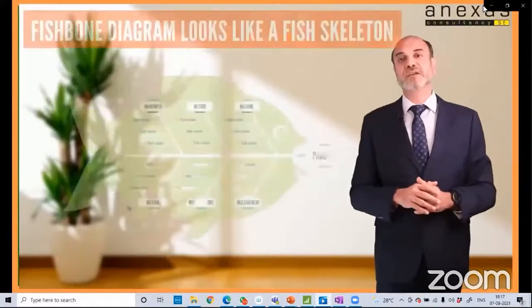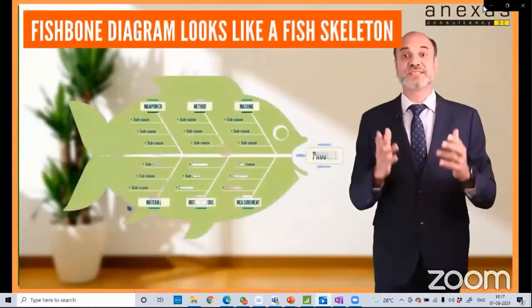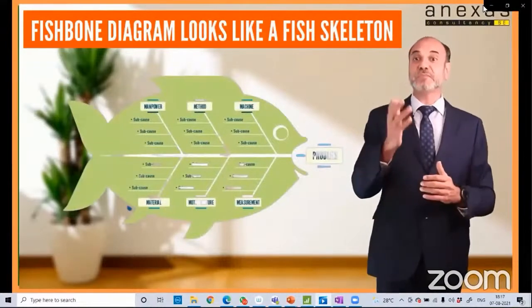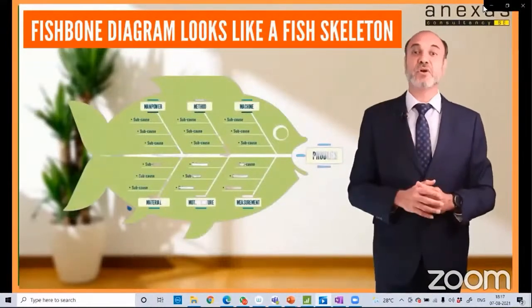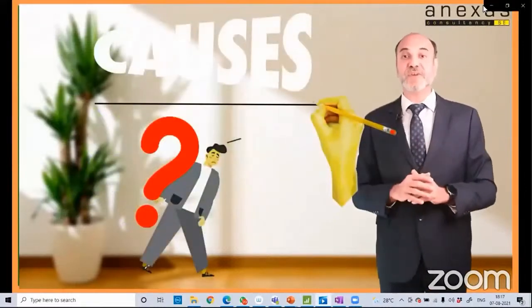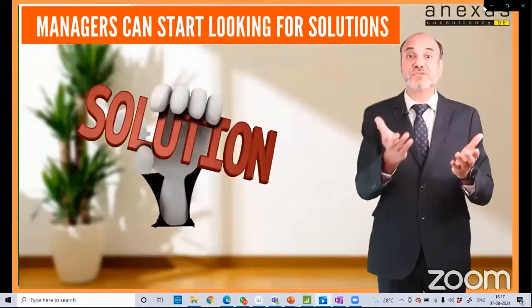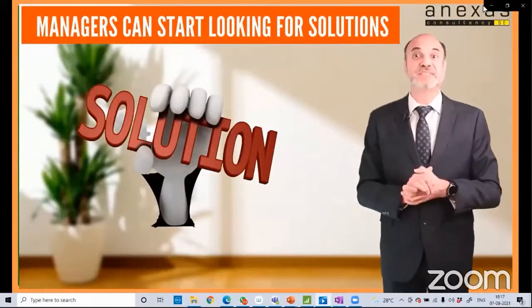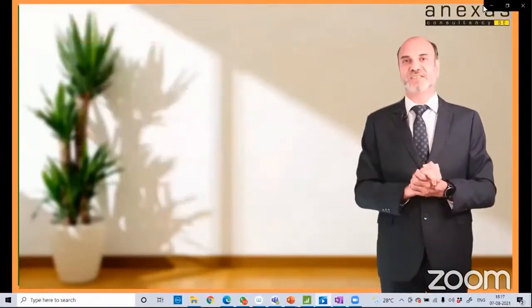The diagram looks just like a fish skeleton with the problem at its head and the causes for the problem feeding into the spine. Once all the causes that underline the problem have been identified, managers can start looking for solutions to ensure that the problem doesn't become a recurring one. So how can you do that? Let us look at the steps while you construct the cause and effect diagram.